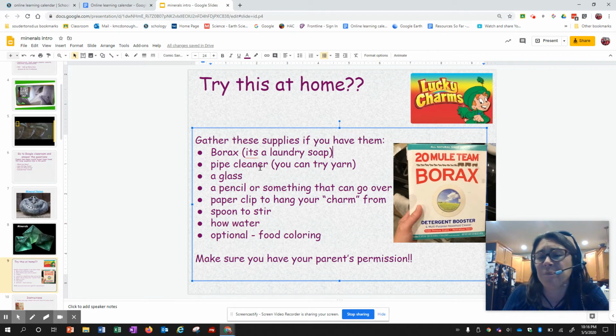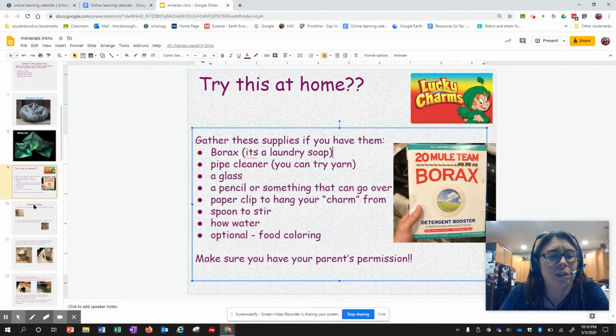These are the things you need. A pipe cleaner. I'm thinking yarn. It just needs something to condense onto, so yarn would probably work. Give it a try. See what happens. You need a glass. I'm going to go through the actual directions here.